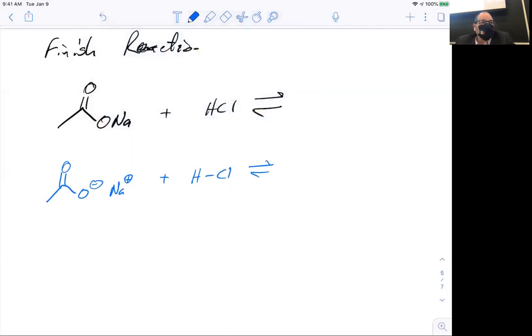Okay, the first thing I would do when I look at a reaction like this that's drawn out this way is to recognize that I have a group 1 metal. So that's my sodium.